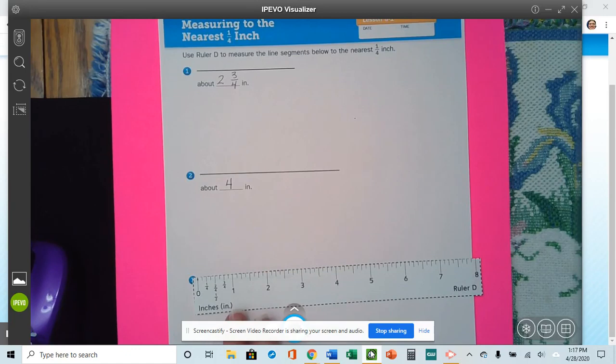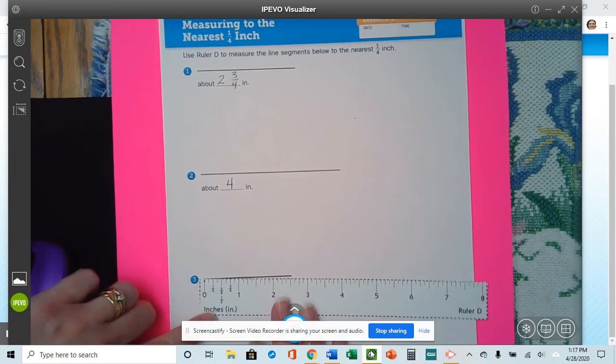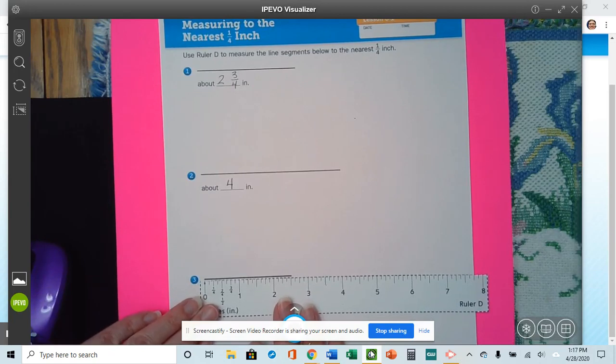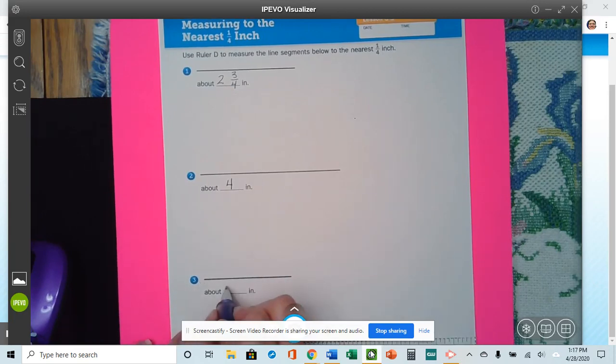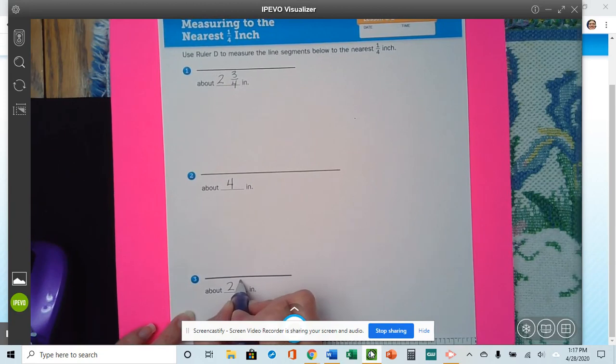And we're going to go down to number 3. We're going to again put the line on the 0 to start measuring. We're going to go down and see where it stops. So there's 2 inches, there's 2 1/4. Now you could either put 2 2/4 inches, or you could put 2 1/2 inches, and I'm actually going to put both. 2 1/2, because a half again is a quarter, is 2/4, and then both of those would be correct on this one.